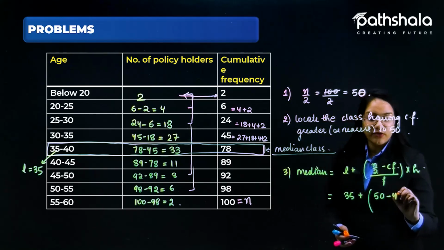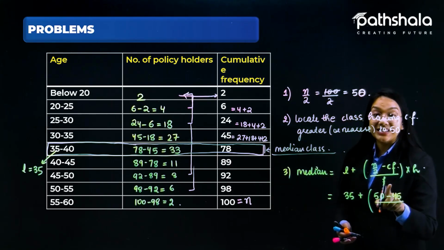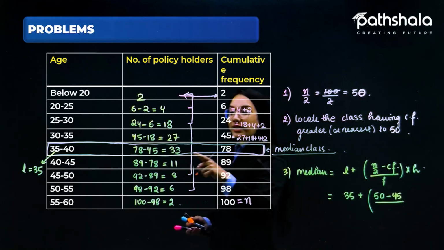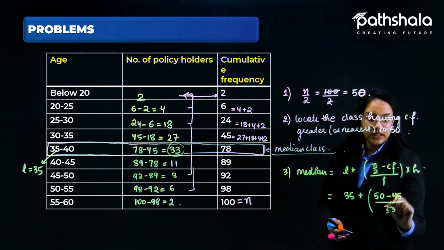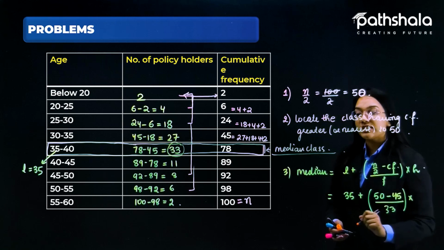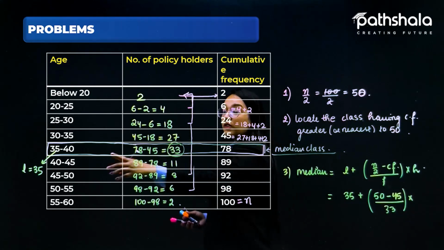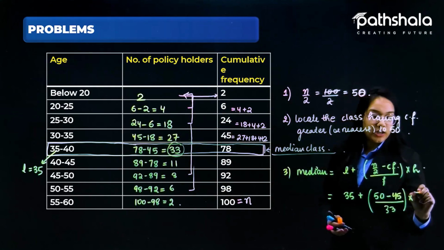So this is 45 divided by the frequency of the class. What is the frequency of the class? It is 33. So this is 33 into the class size. What is the size of the class? We know the size of the class is 5. So let's sort it out.